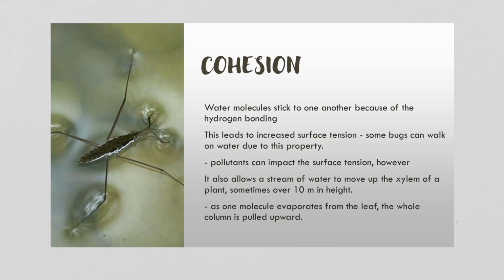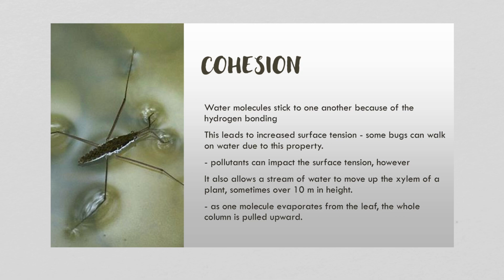Now we're going to talk about some of the specific properties of water. So water undergoes a concept called cohesion, and that's when water molecules are sticking to one another because of the hydrogen bonding. And this leads to increased surface tension, and this is what allows some bugs to be able to walk on water due to that property. And this can actually be impacted by pollution because they can impact the surface tension. Like if you have an oil slick over the top of the water, that cohesion won't happen as strongly. So the water bugs might not be able to walk on the water there.